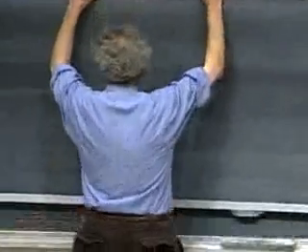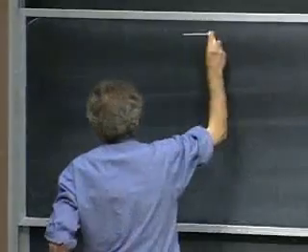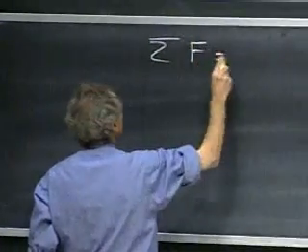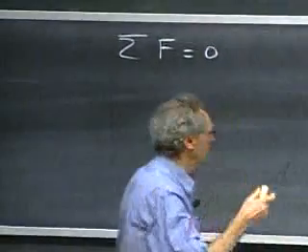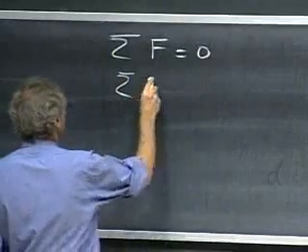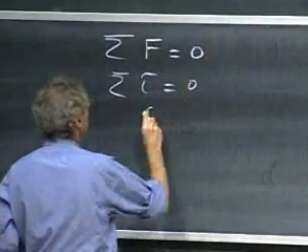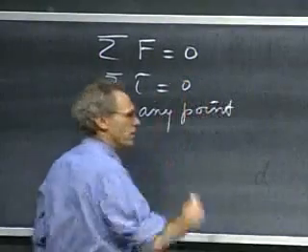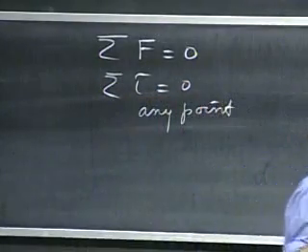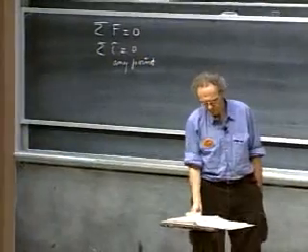Today I want to discuss in detail what it takes for an object to be in complete static equilibrium. For an object to be in static equilibrium, it is not enough that the sum of all forces is 0. What is also required is that the sum of all torques relative to any point that you choose is also 0. And that will be the topic today.